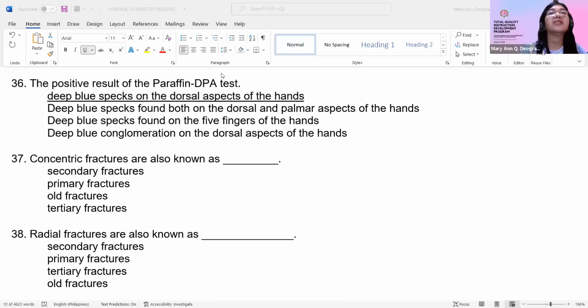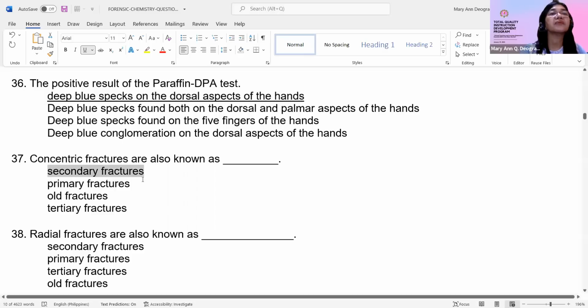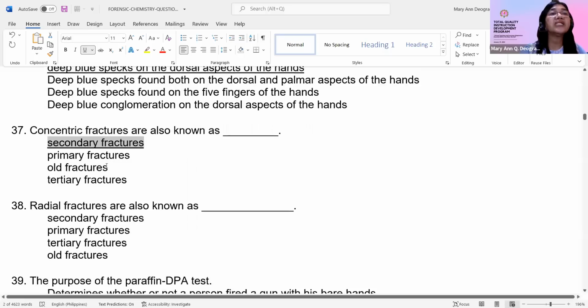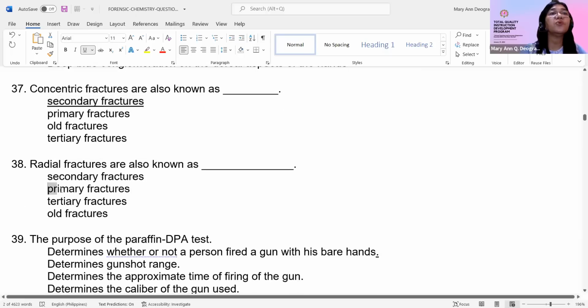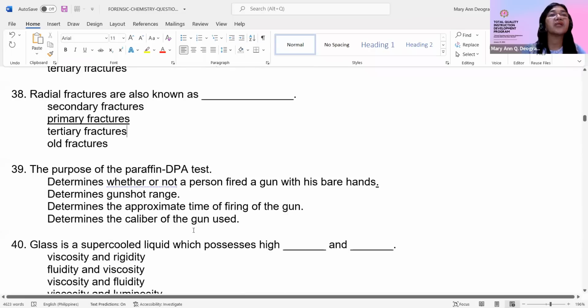Okay, A, secondary. So, secondary fractures. Then radial, primary, syempre. Yan yung unang tumatama. Yun yung unang nagka-crack sa glass. So, radial fractures are also known as primary fractures. Okay, how about number 39?